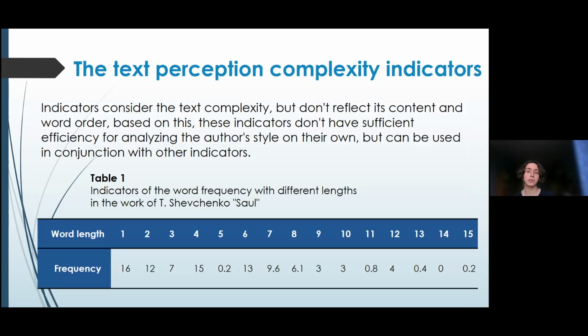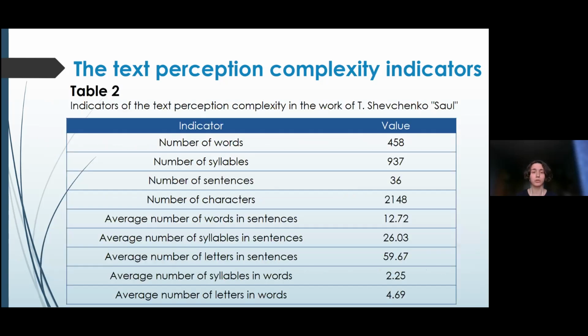Next one is the text perception complexity indicators. And these indicators can't reflect content and word order of the text, but we think that these indicators can be used in conjunction with other indicators. So here is a table with word frequency with different lengths in the work of Taras Shevchenko, Saul. We use words whose length is from 1 letter to 15. And also for the text perception complexity, we count some more indicators. Now you can also see them all on your screens.